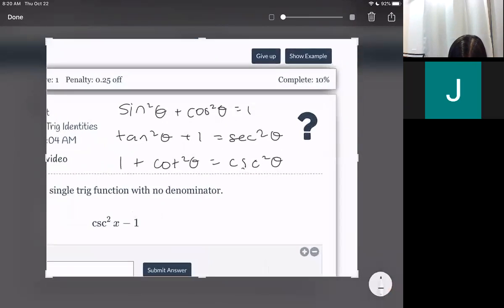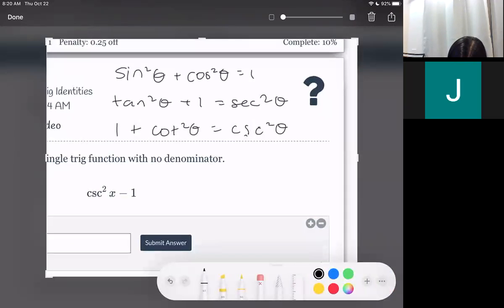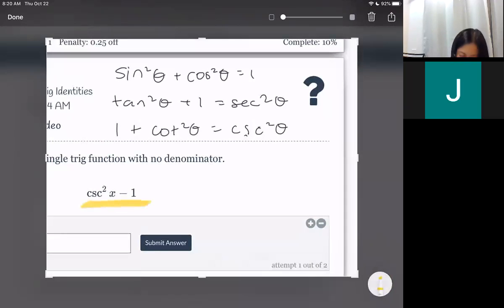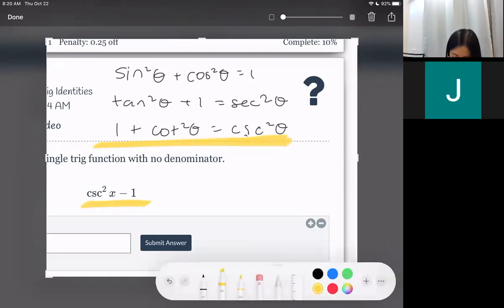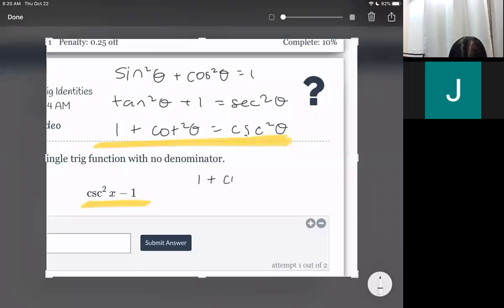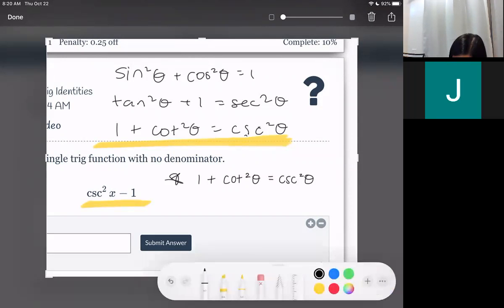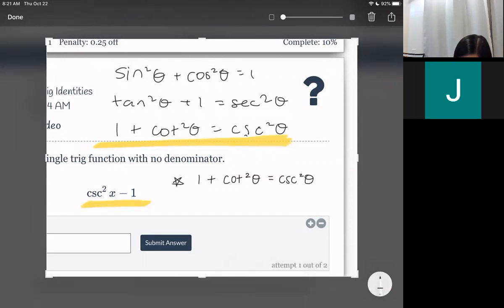Okay, so then you look at the problem we are given, and it says cosecant squared x minus 1. And you're like, okay, which one has cosecant? This one has cosecant, so this is the one we're going to be using. So let me rewrite it out. Okay, so this is the one we have. And then we need to ask ourselves, how do we get this thingy? That is the ugliest star I've ever drawn. How do we get this thing to look like that thing?